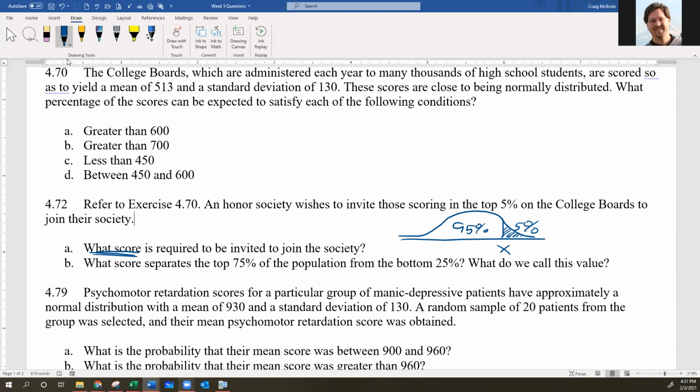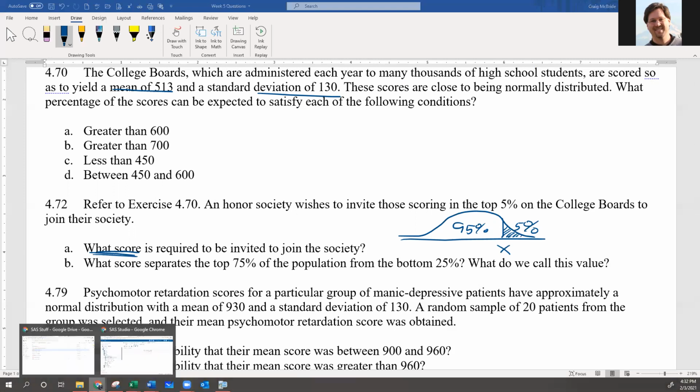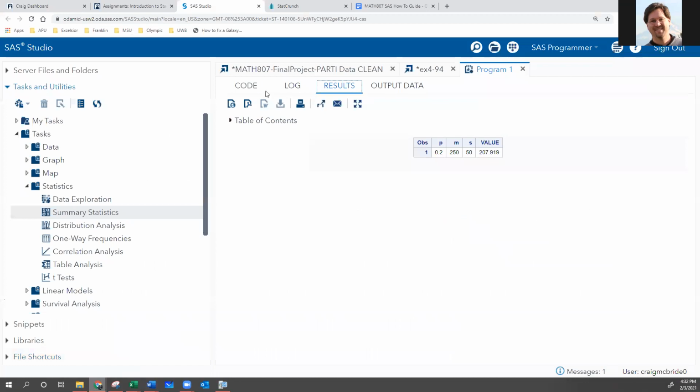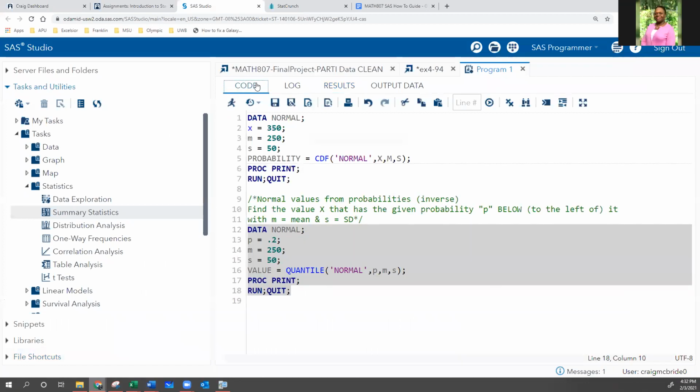And then we have to use this information because it says refer to 470, because we need to know what the mean and the standard deviation are. So we've got a mean here and a standard deviation here. So this is a situation where they gave us a percent and they want us to find an X. So which of the two functions in SAS are we going to use? The quantile function. You got it, Cecily.